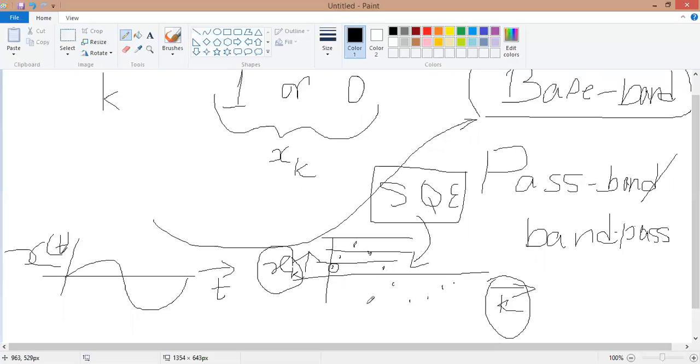So we have the continuous signal and this digital signal. When I want to convert continuous nature to digital nature, this conversion is known as modulation. And for the baseband signal, from continuous nature to digital nature, it is known as baseband modulation.